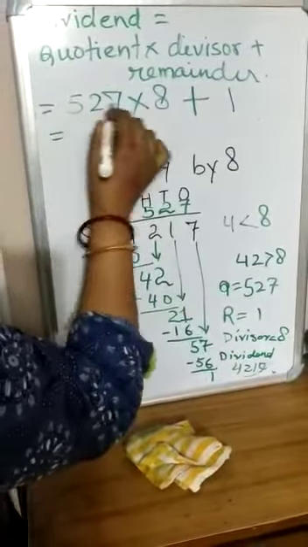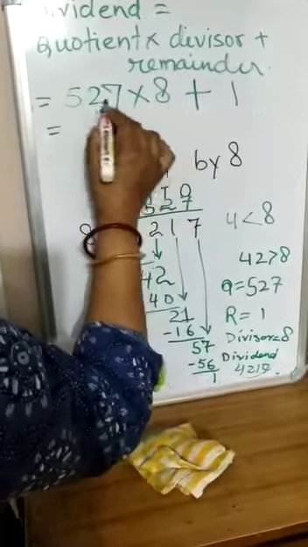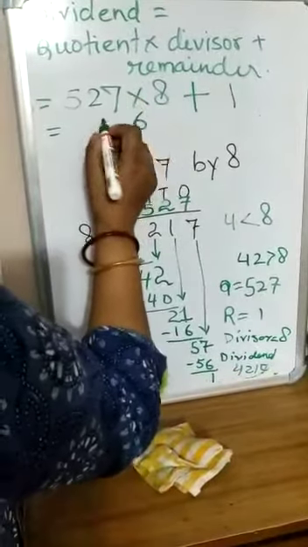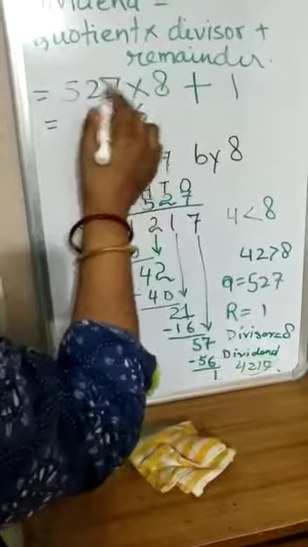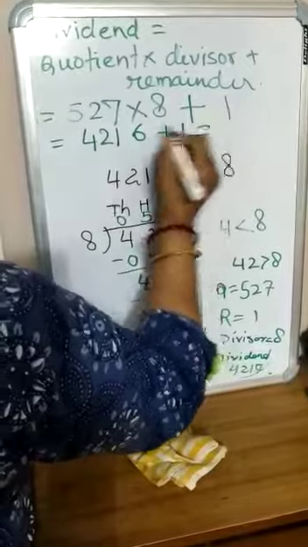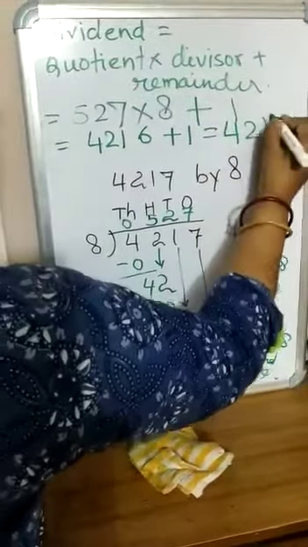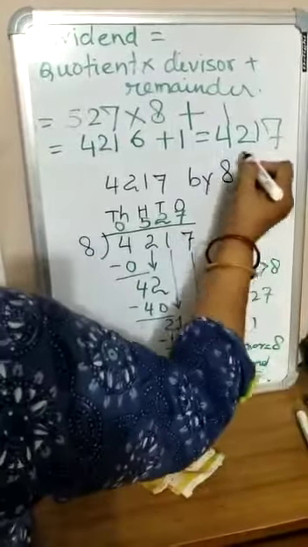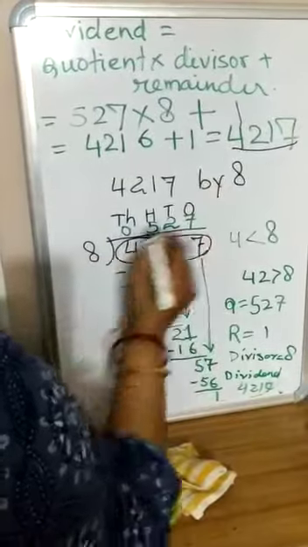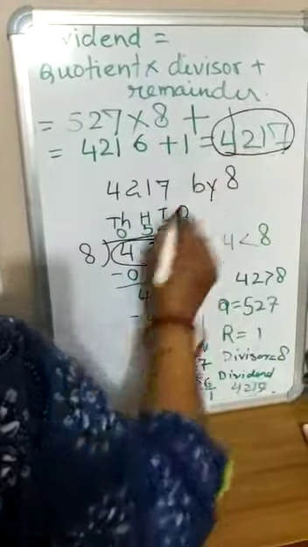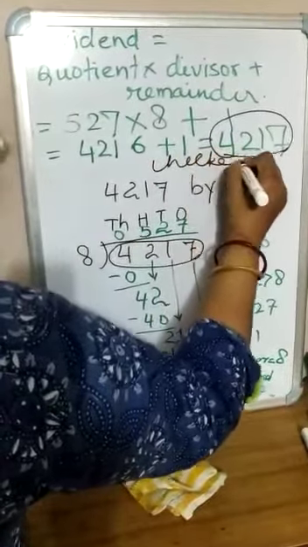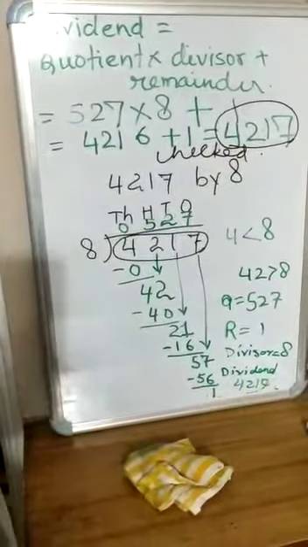So here all of you see. Let's multiply 527 into 8. 8 sevens are 56, 6 and 5 carry over. 8 twos are 16 plus 5 is 21. 2 carry over. 8 fives are 40 plus 2 is 42, plus 1. Now after adding it will become 4217. Here children all of you see, this 4217 is same as this dividend. Clear? So it is checked. So in this way, children, you have to do question number 2 also.